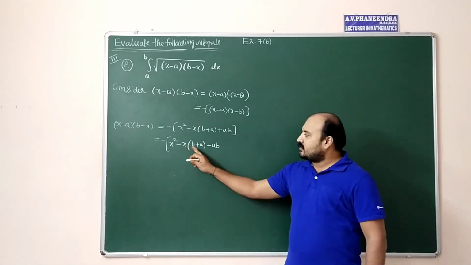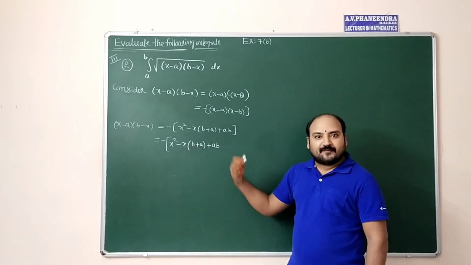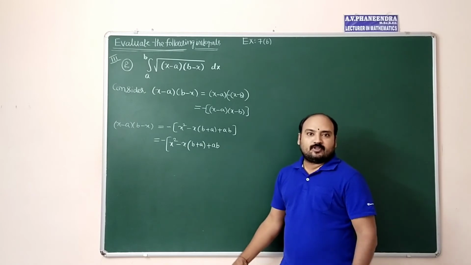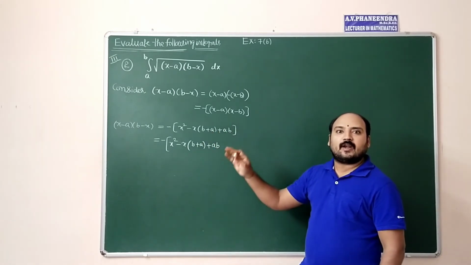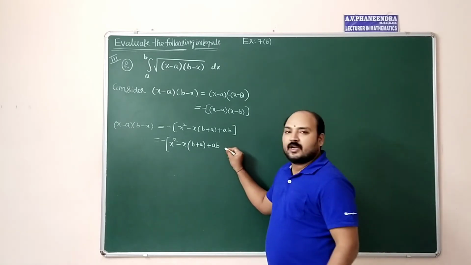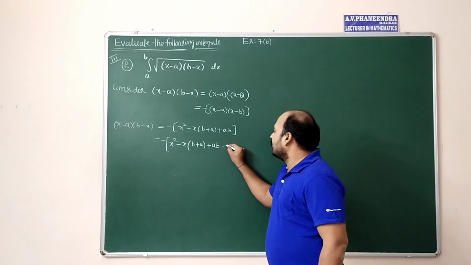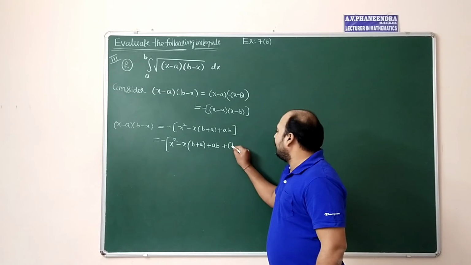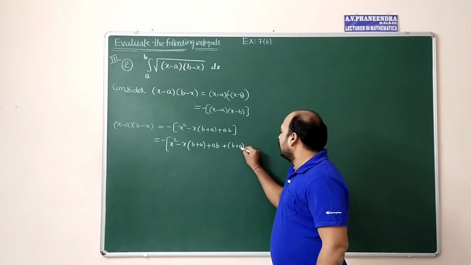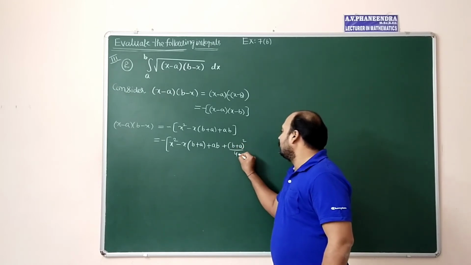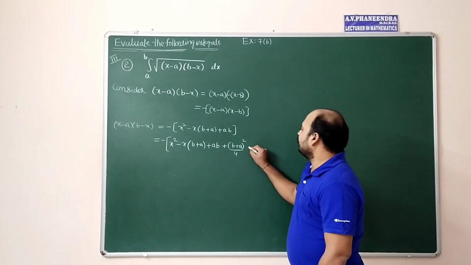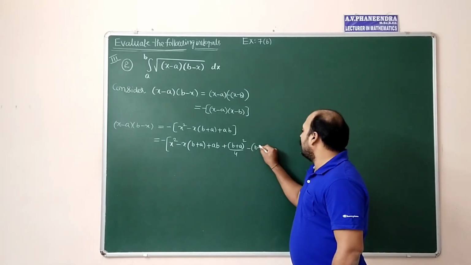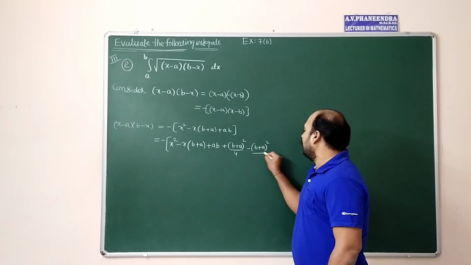In this the x coefficient is what? (b plus a). Half of that is what? (b plus a) by 2. That we are squaring: (b plus a) whole square by 4. That we are adding and subtracting to get the perfect square form. So now plus (b plus a) whole square divided by 4, or (b plus a) by 2 whole square, we can write it. Minus (b plus a) whole square by 4.